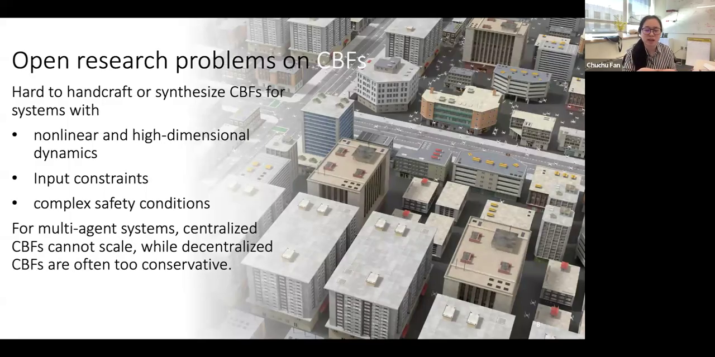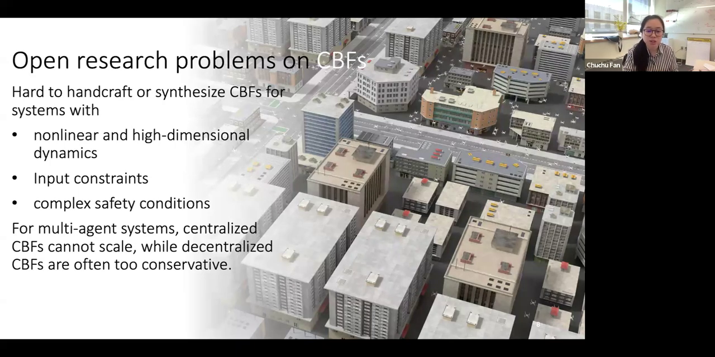Of course, we can construct a big, centralized one, but we know it's not going to scale. If we have hundreds, thousands of these systems, then it's hard to imagine that one can write down or even learn a CBF that is tens of thousands of dimensions. It's not something that's realistic.